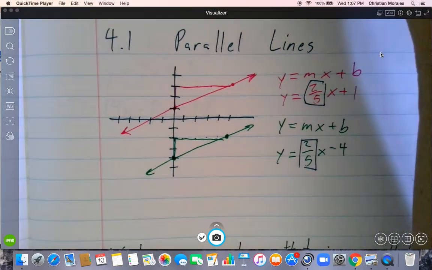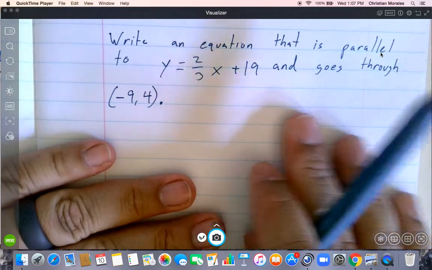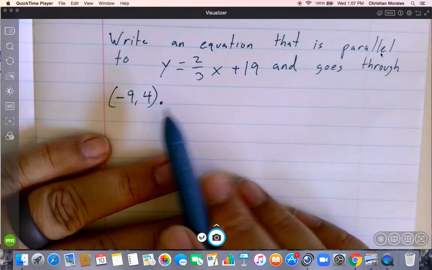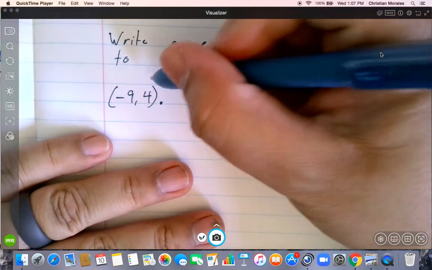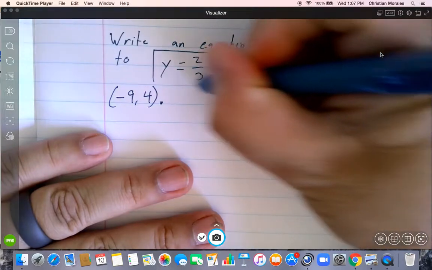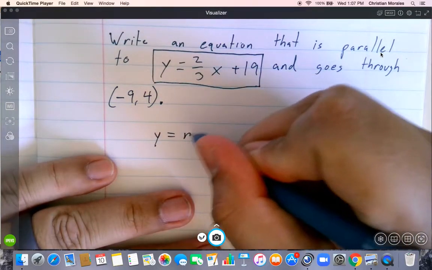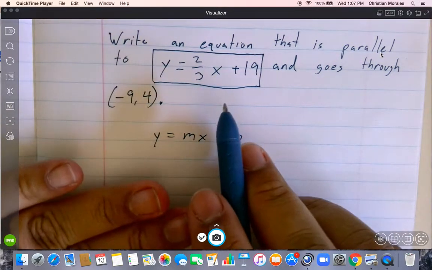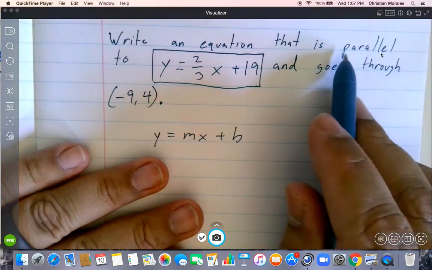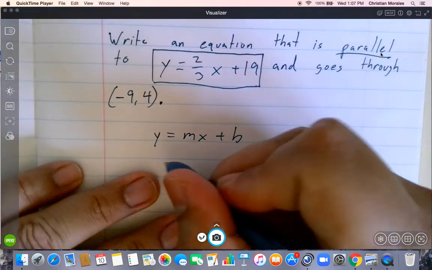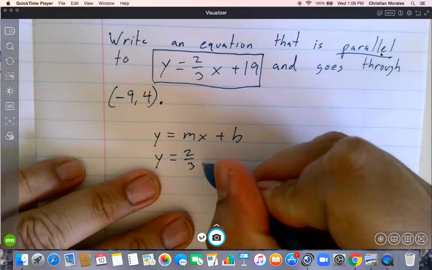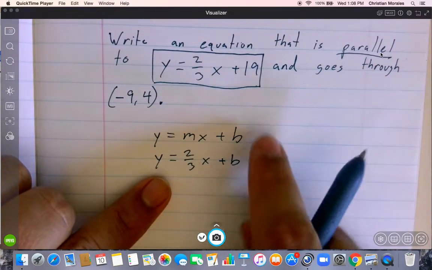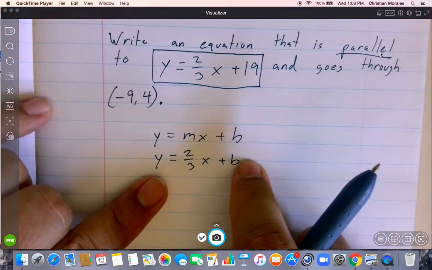Now, let's say you have a word problem with this. Write an equation that is parallel to this equation, but goes through this point. Now, this is what you do. You're comparing this line to another line that you want to write in the same format, so you can match up the slopes. Because it says they will be parallel, you can write down the same slope. What they won't have is the same y-intercept. So that's what you have to find out, the y-intercept.